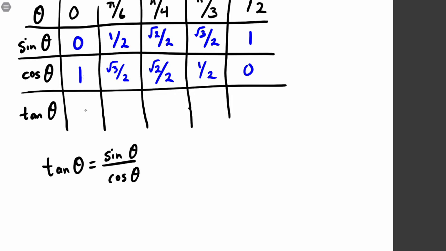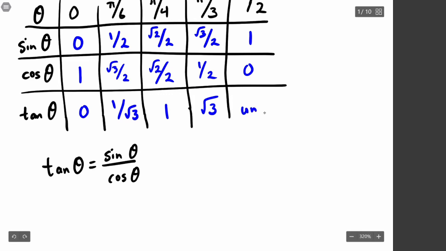So here, 0 over 1, that's just 0. 1/2 over root 3, so we can just write 1 over root 3. Some of you guys might simplify that to square root of 3 over 3. Either way is fine. Here, root 2 over 2 divided by root 2 over 2 is going to just be 1. This one will just be square root 3. Now here we get something interesting. Right? When we try to do 1 over 0, that's not defined, right? So this one's actually undefined. Right? So this one, there's no actual number for that.